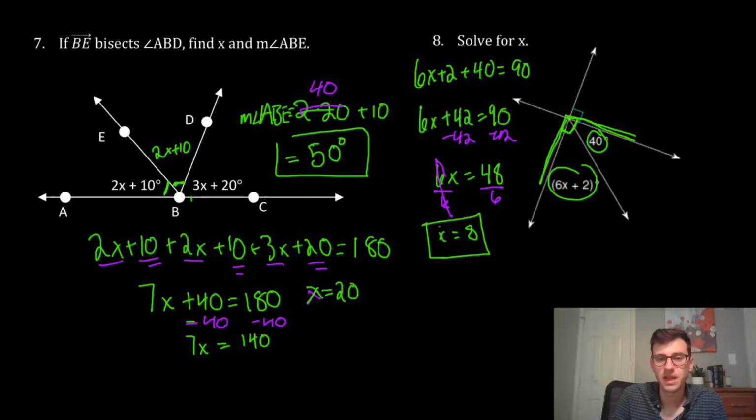Look, we don't even have to find the angle. Just had to find x. But if you wanted to check your work, 6 times 8 is 48, plus 2 is 50. 50 plus 40 is 90, as it should be.